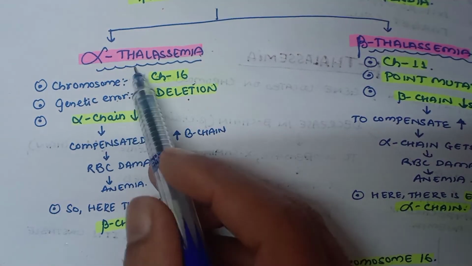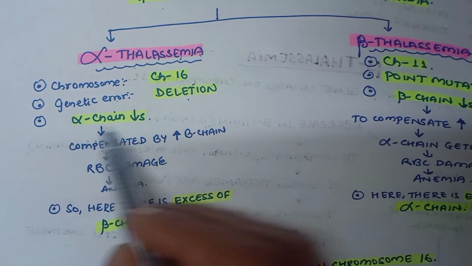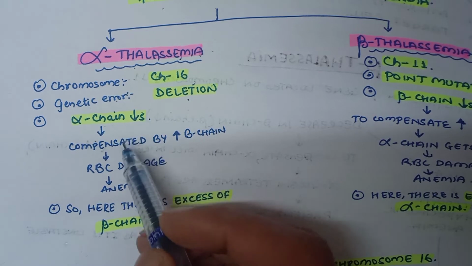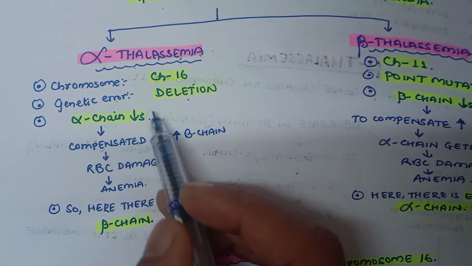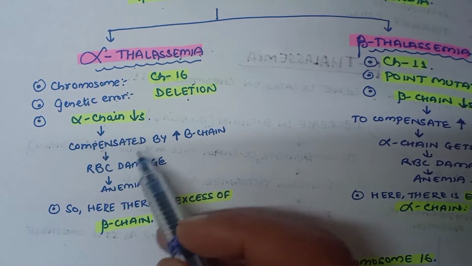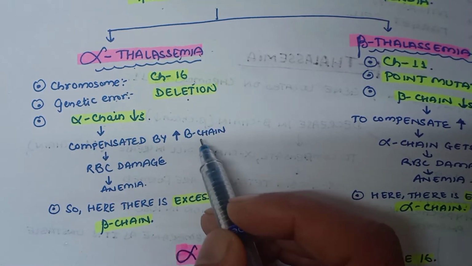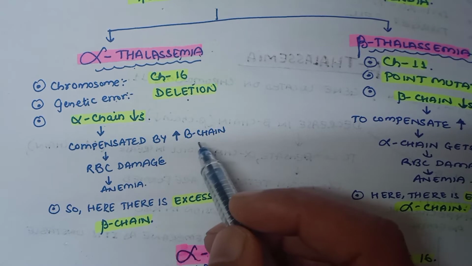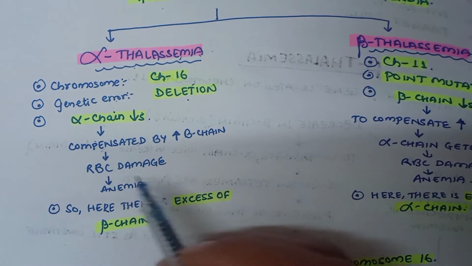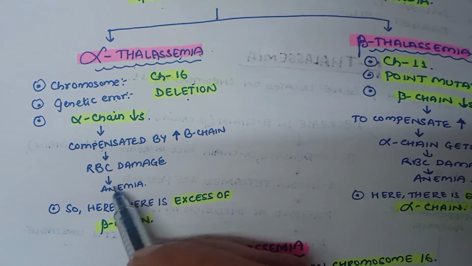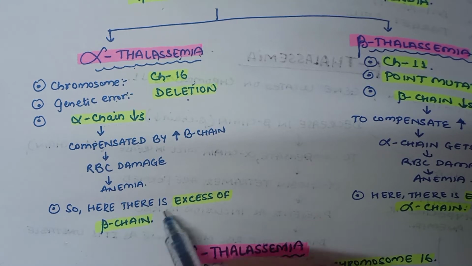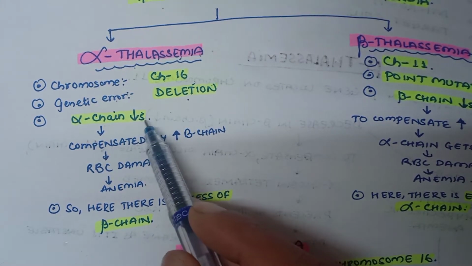In alpha thalassemia, there is a decrease in alpha chain. So as to compensate for the decrease in alpha chain, there will be an increase in beta chain. The excess of beta chain will cause RBC damage and will result in anemia. So here there is excess of beta chain and decrease in alpha chain.